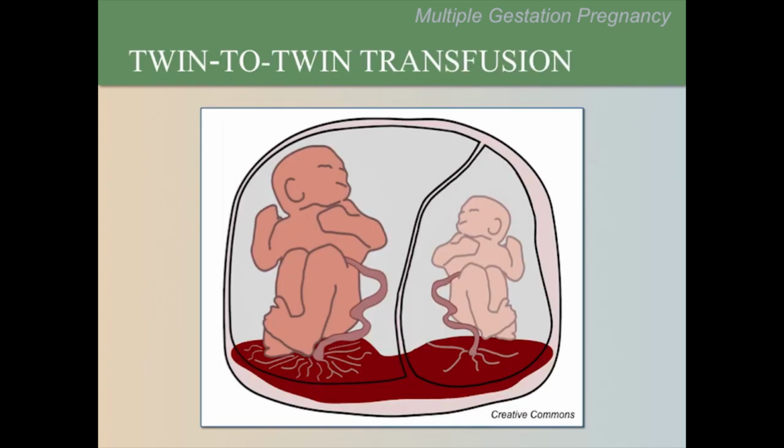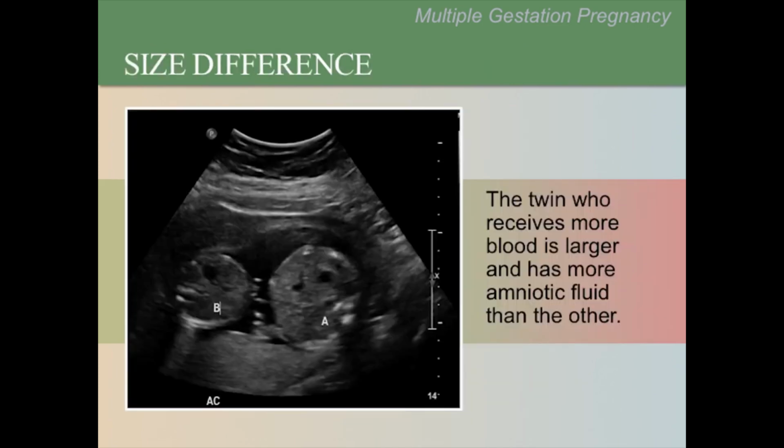In twin-to-twin transfusion, more blood goes to one fetus. Usually one twin becomes much larger than the other. This is a cross-section of the abdomens of twins with twin-to-twin transfusion. The larger twin is receiving more blood and has more amniotic fluid. Notice the marked difference in abdominal size and absence of separating membrane. Which type of twin pregnancy is this? The answer is monochorionic, monoamniotic twins, which lack a dividing fetal membrane.